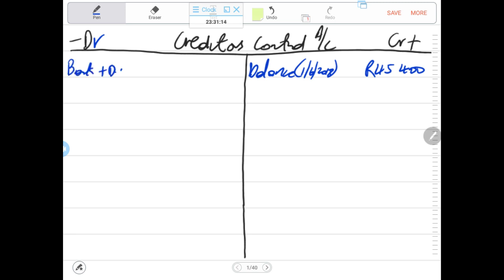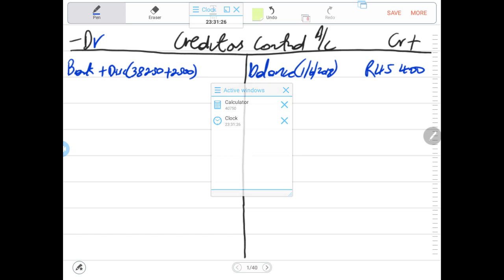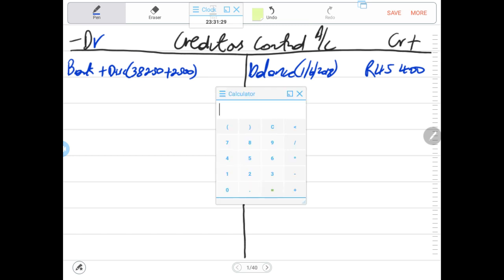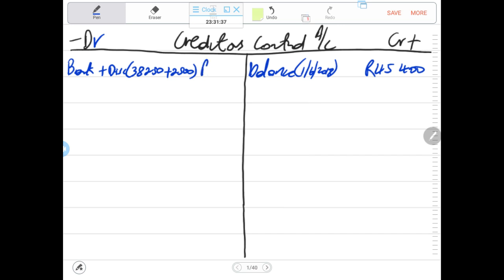Bank plus discount. This is 38,250 plus 2,500. There might be another transaction that might need to be corrected or adjusted here. So it will be 38,250 plus 2,500. This gives us 40,750.